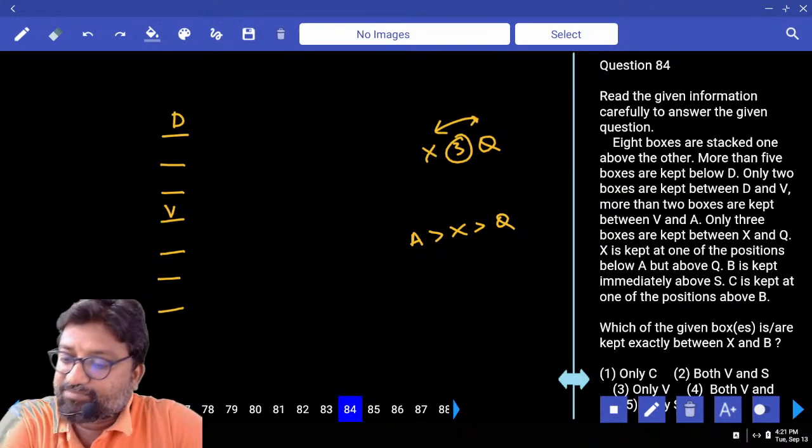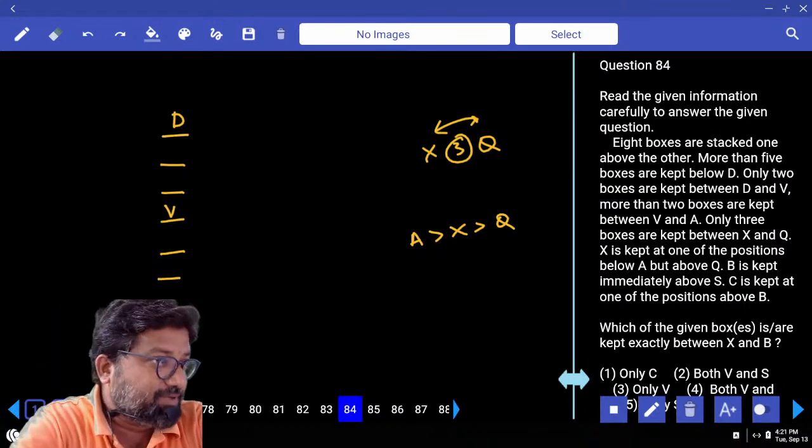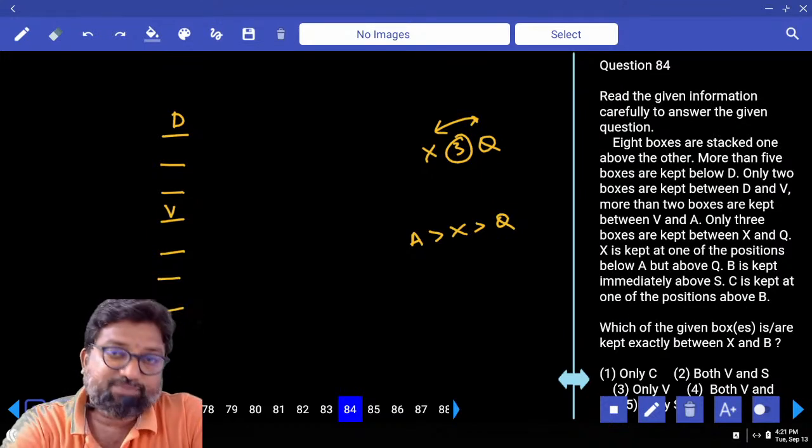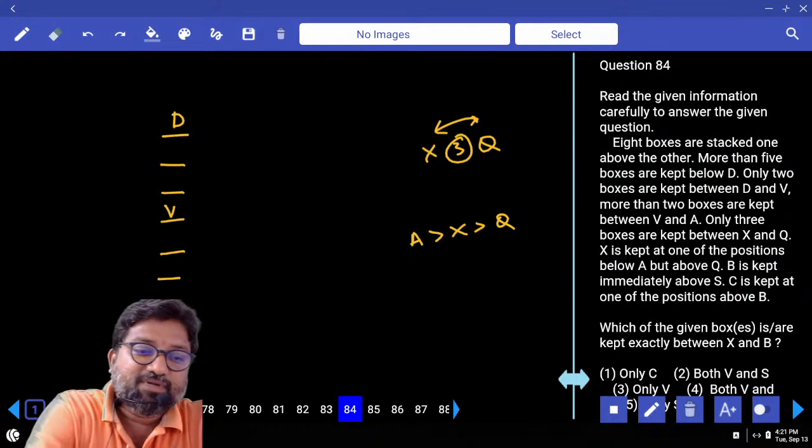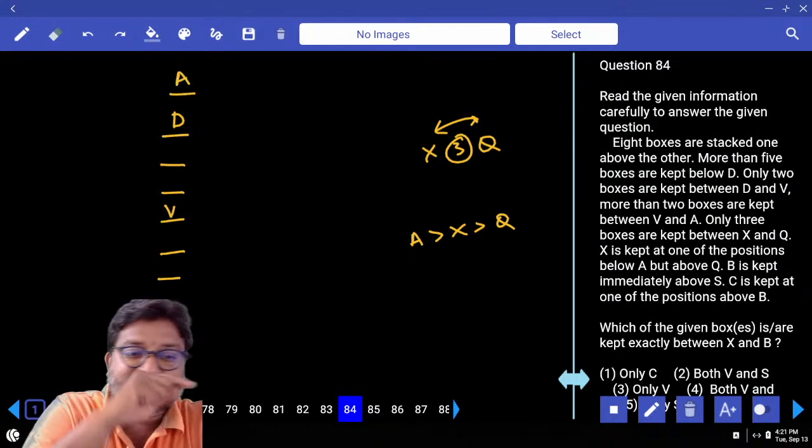Of the position below A. Earlier we have talked about A in the bottommost position or topmost position. Can A be in the bottommost position? Not possible. A has to be in the topmost.